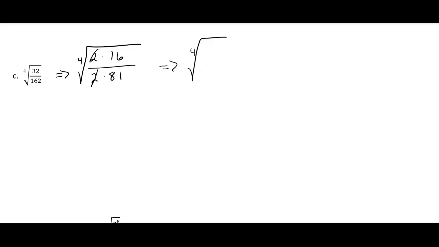Okay, now we want to do a fourth root. So I'm going to look at my 32 over 162 and see if I can get that to simplify. So it's 2 times 16 over 2 times 81. And then those 2's cancel. So then that gives me the fourth root of 16 over 81.